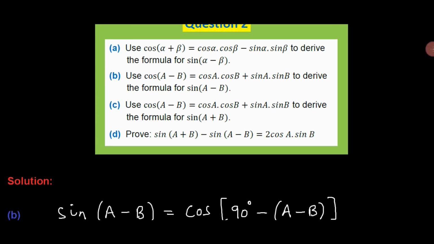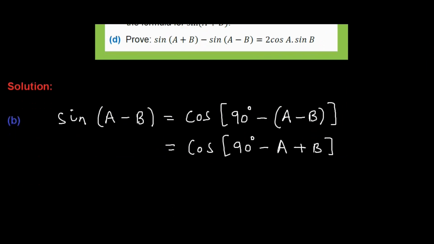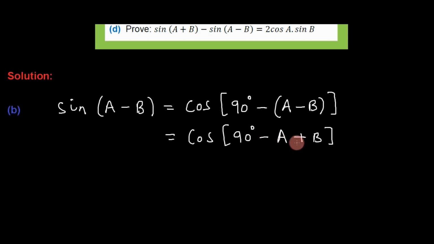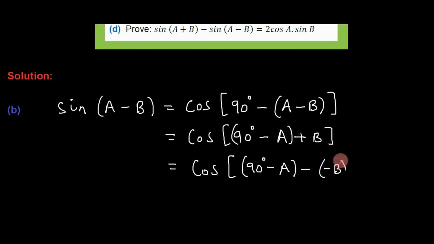Now, remember that we now have to use the expansion for cos of A minus B. So we need to get this in the required form. So once again, we can group inside the square brackets. But we're going to take an additional step here. We're going to write the plus B as minus negative B. So now we have this in the form A minus B. Instead of A, though, we have 90 degrees minus A.